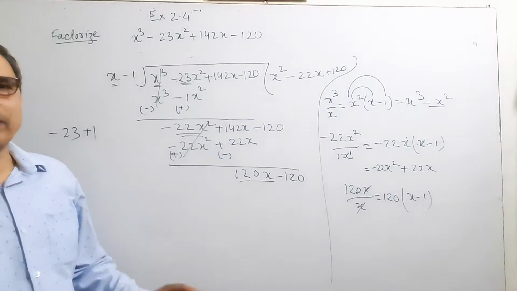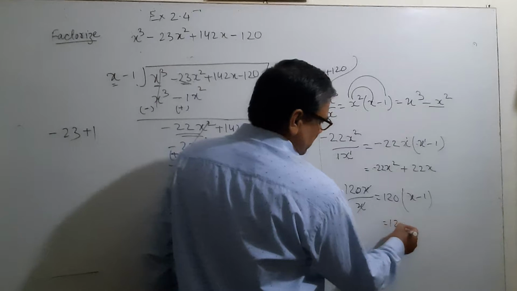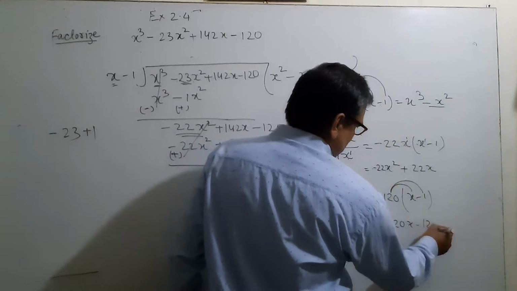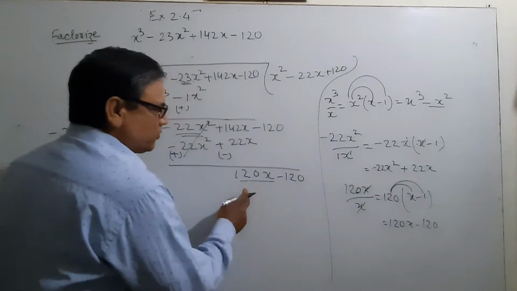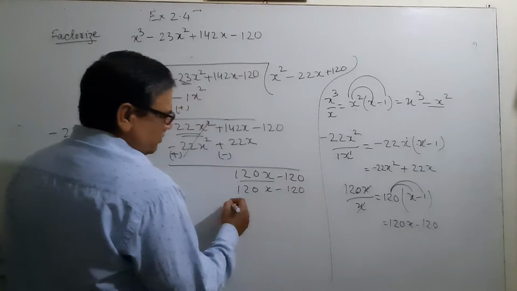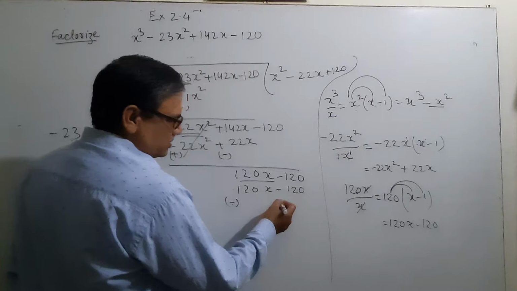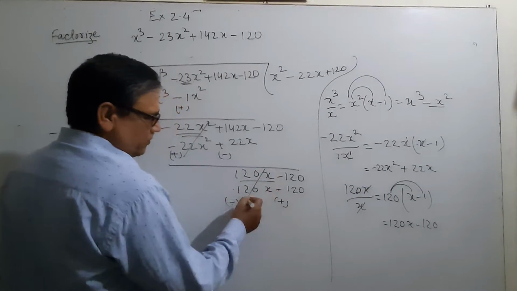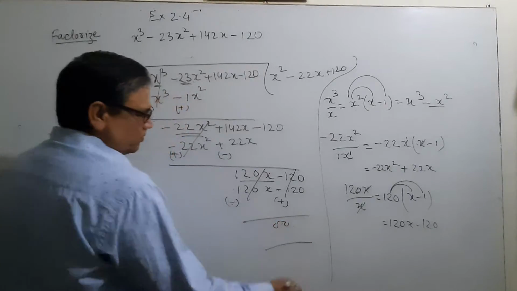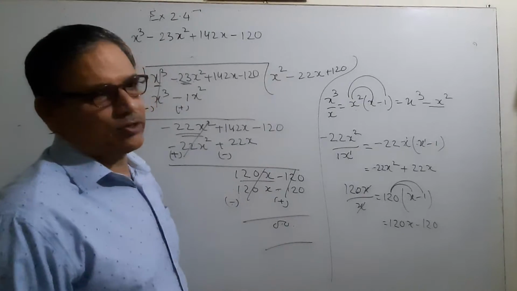What will we do now? Open the bracket. 120 multiplied by x is 120x, 120 multiplied by 1 is minus 120. And now we have to write the same under 120x minus 120. What should I do? Change sign. This is minus, this is plus. Minus 120x and plus 120 will cut. The remainder is 0. It means x minus 1 is a factor of this, therefore the remainder is 0.